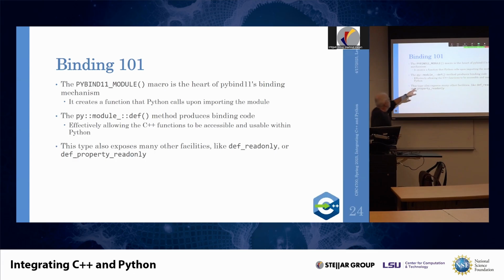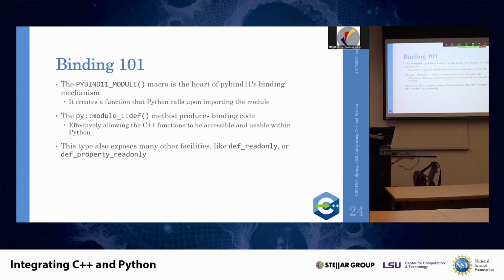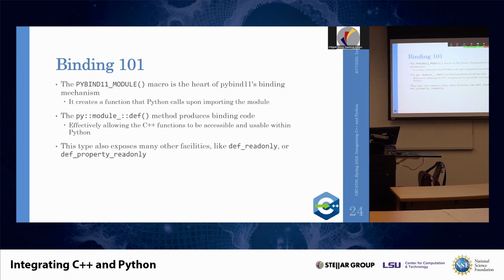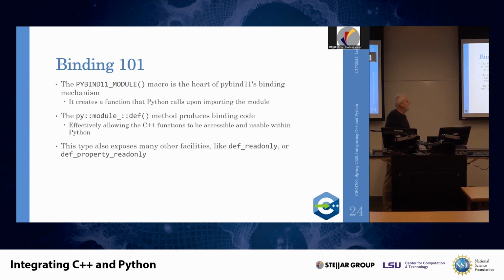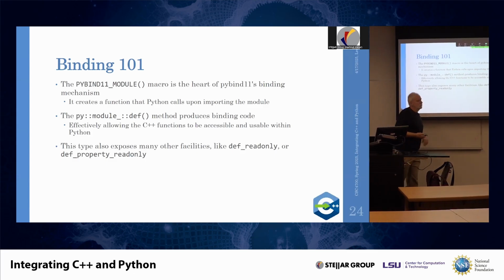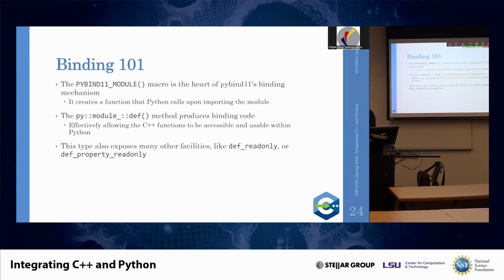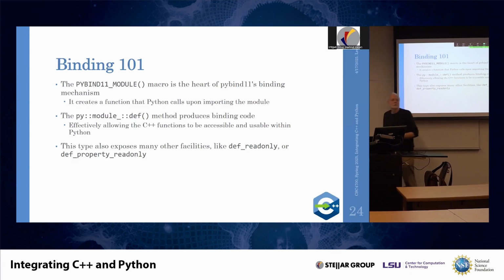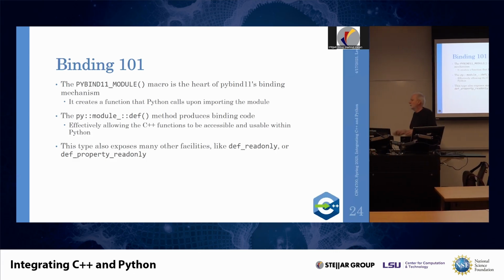Yeah, py::module_, again, the underscore thing, because module is a keyword in C++ nowadays. The method produces binding code, and the module type also exposes many other facilities. Some of them I showed, def_readonly, def_property_readonly, and so on and so on. So there are many of those.